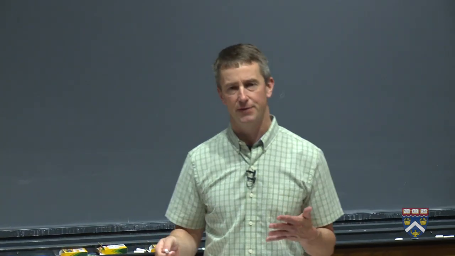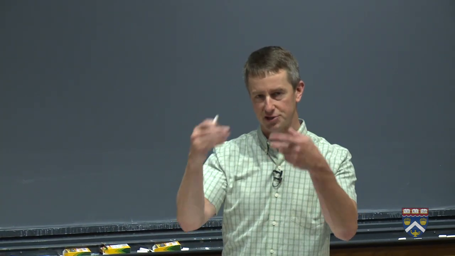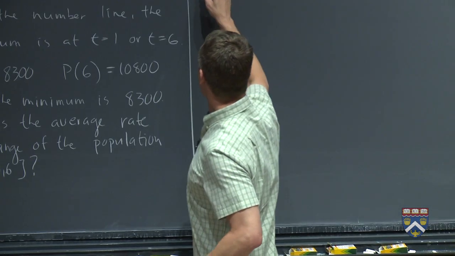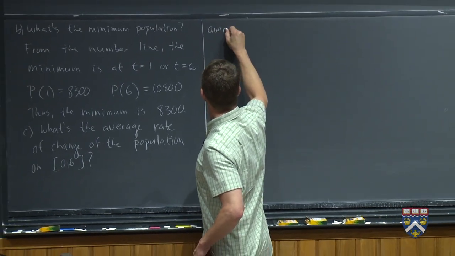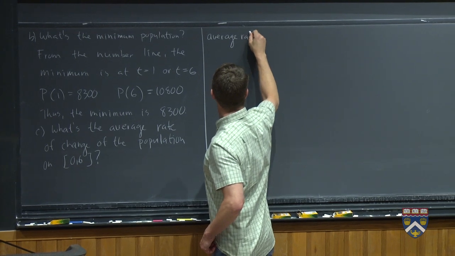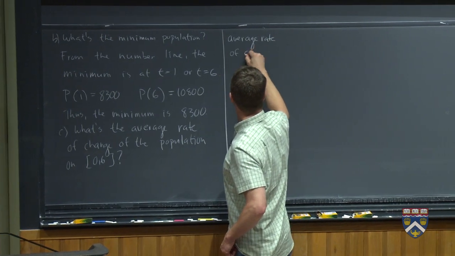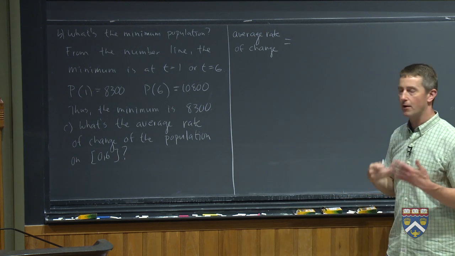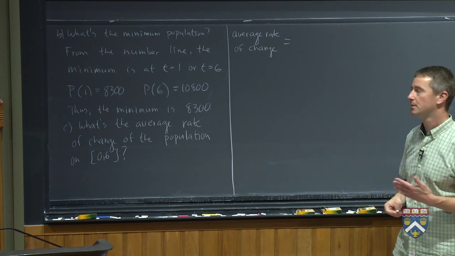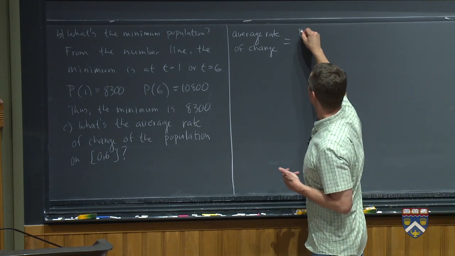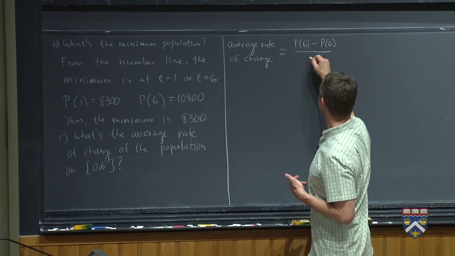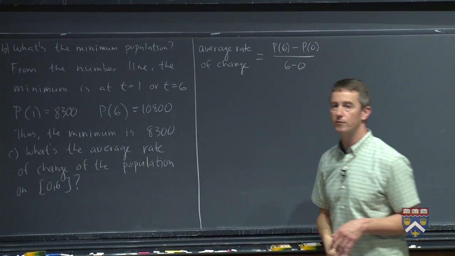If we wanted to find the average rate of change of some function, we just took the change in the y value over the change in the x value. So in this case, the average rate of change on this interval, we want to figure out how much the population actually changed. So what was the ending population? That's P of 6 minus the starting population, over 6 minus 0.